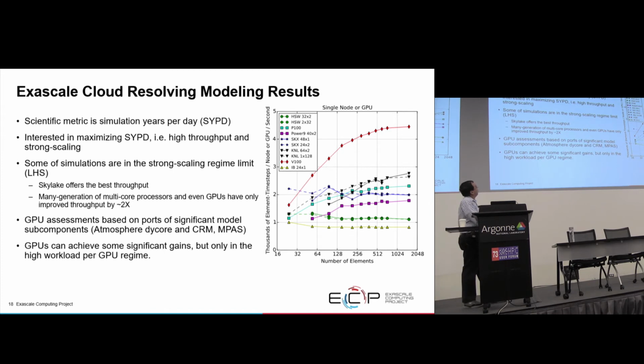The other thing I'll point out is that even over many generations of multi-core processors, and to some extent GPUs, at the strong scaling limit we've only gotten a factor of 2x in speedup. I think again, this is because many of our kernels are memory bandwidth limited. But it is possible to achieve more. I don't want to be the prophet of doom here. We are able to achieve significant gains on GPUs, but only out here in the high workload per GPU regime.